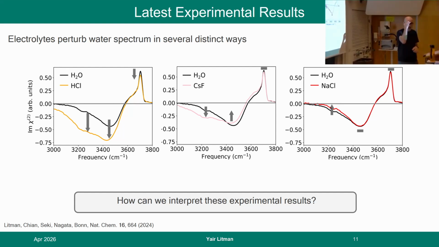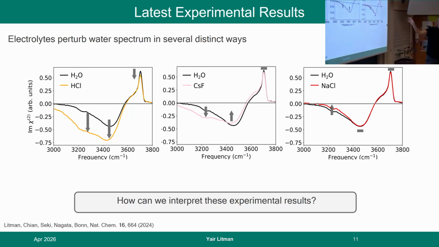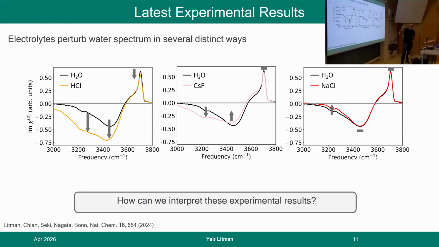So after I finished my PhD, I did a short stay with Chabon, Vicky Nagata and Vance, and back then they had these interesting measurements. Here I'm showing you the electrolyte signal, the SFG signal for 3 different electrolytes. In all the cases, I show you the water in black, and then I show you the HCl. On the first one, cesium fluoride and sodium chloride, and you can see that in the case of the HCl, on the left, this is what people expected, so nothing new there.